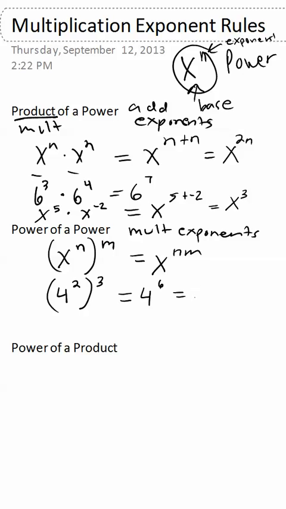And if I wanted to evaluate, it would be 4 times 4 times 4 times 4 times 4, 6 times.